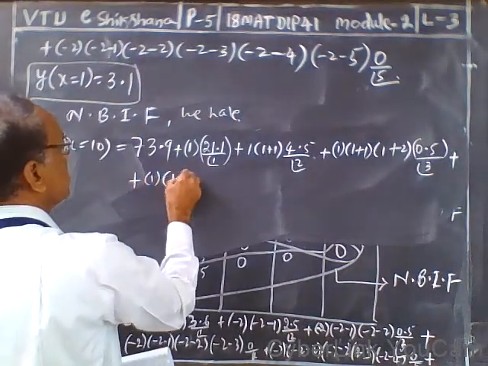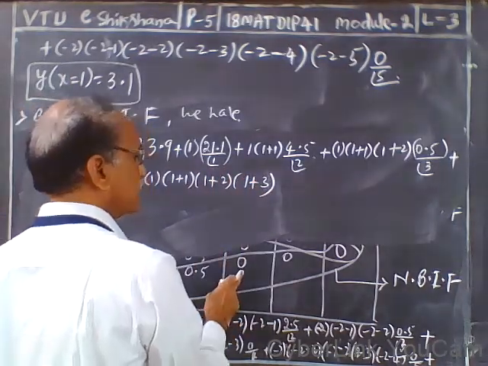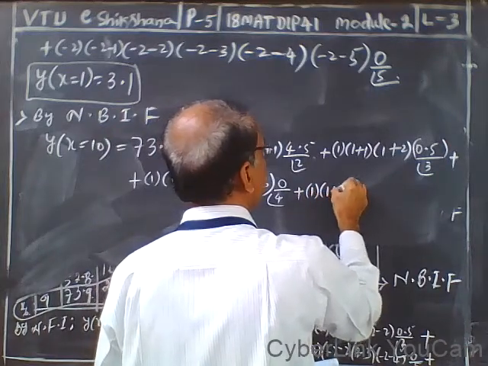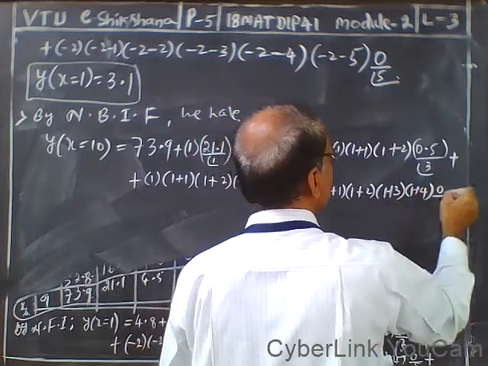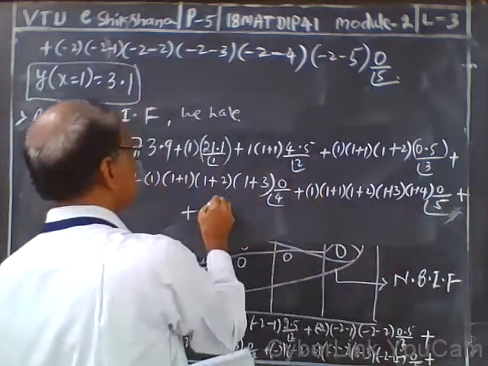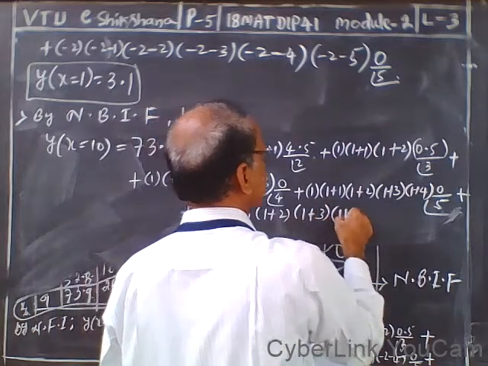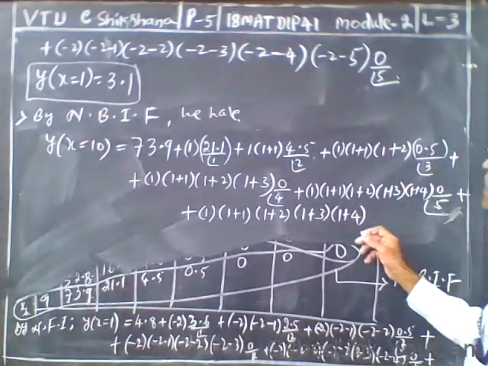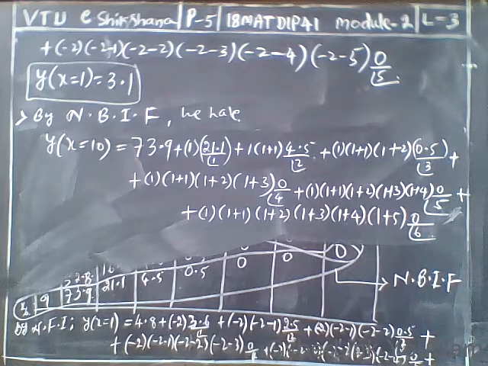plus 1 into 1 plus 1 into 1 plus 2 into 1 plus 3, into the next difference, that is 0, divided by 4 factorial, plus 1 into 1 plus 1 into 1 plus 2 into 1 plus 3 into 1 plus 4, into 0, divided by 5 factorial, plus the last term, 1 into 1 plus 1 into 1 plus 2 into 1 plus 3 into 1 plus 4 into 1 plus 5, up to the 6th difference, that is 0, divided by 6 factorial.